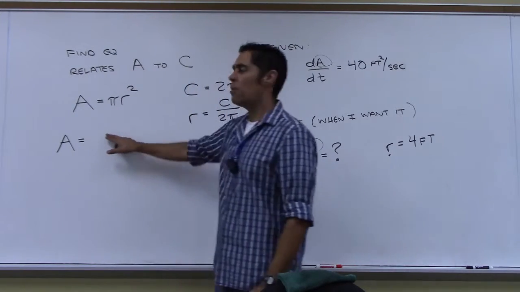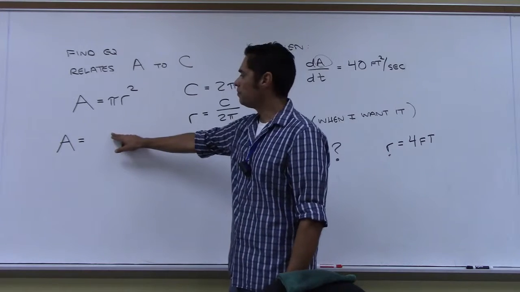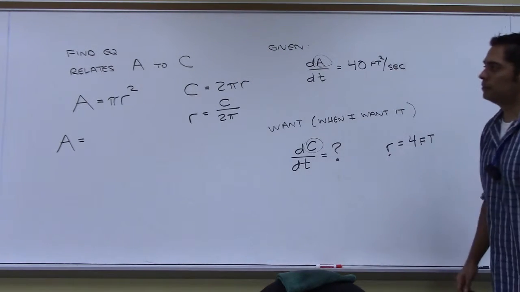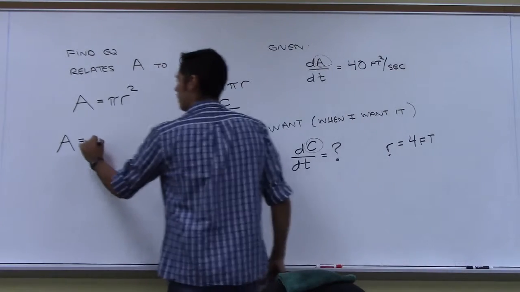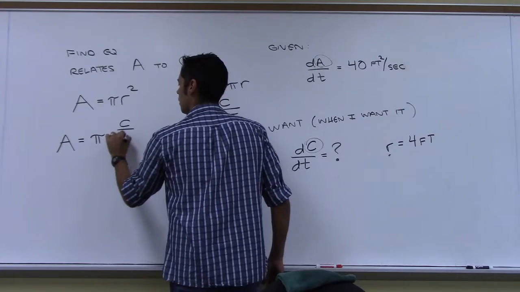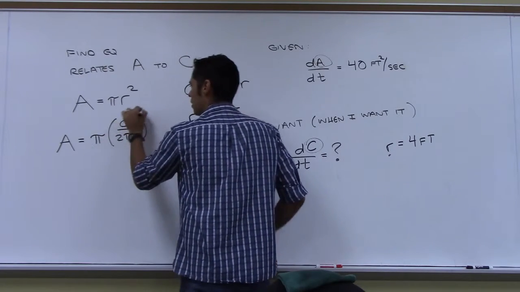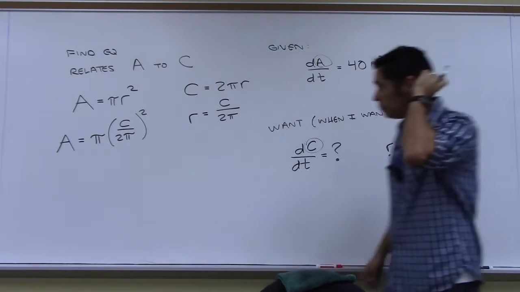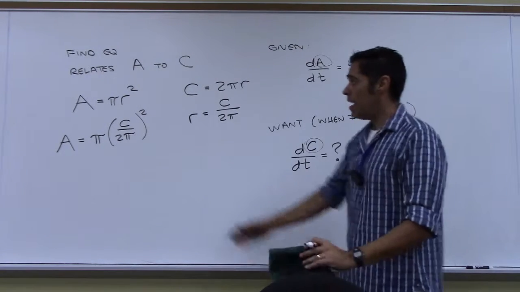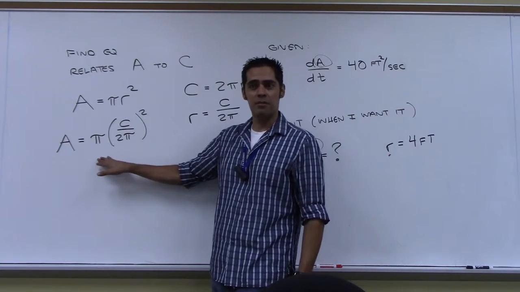So how would this equation be rewritten? A equals pi, and then for R, you substitute C over 2 pi, and then square that, because it's supposed to be R squared, right? Now you have an equation that relates A and C together, don't you?